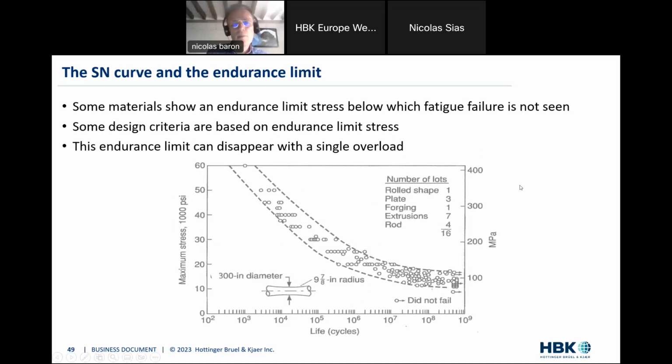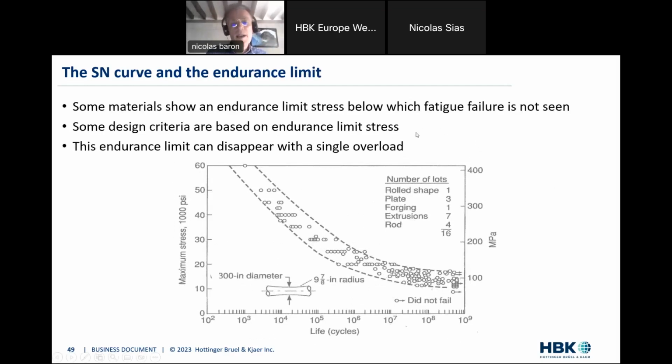The concept of endurance limit is the one we already touched upon in passing before with the infinite life regime. If you remember, there is a point in stress value, and some materials exhibit it, some do not. Some materials might exhibit what we call the endurance limit, and this is the value below which there will be no failure, no fracture.